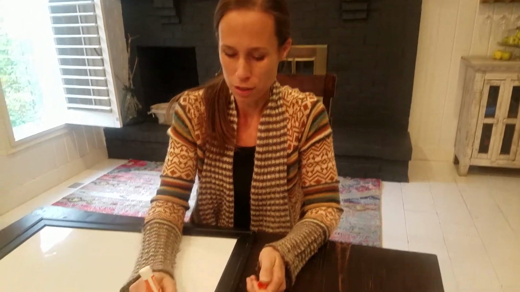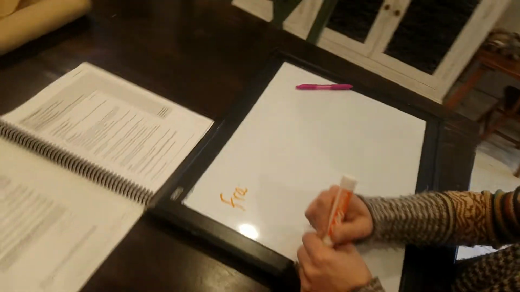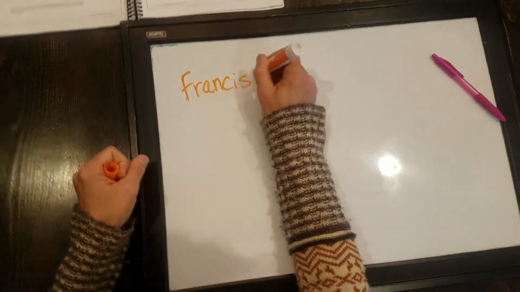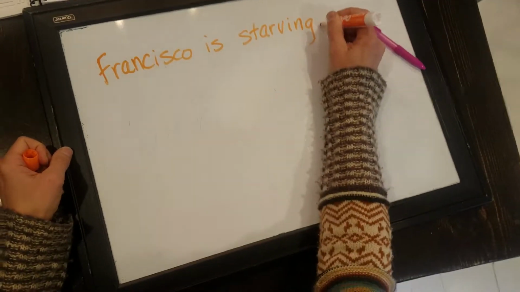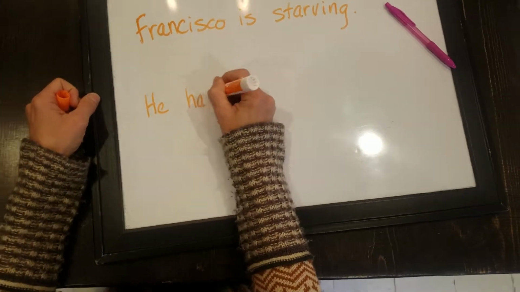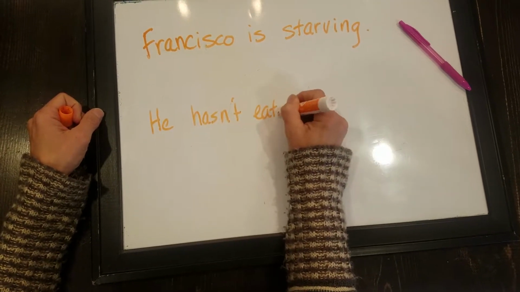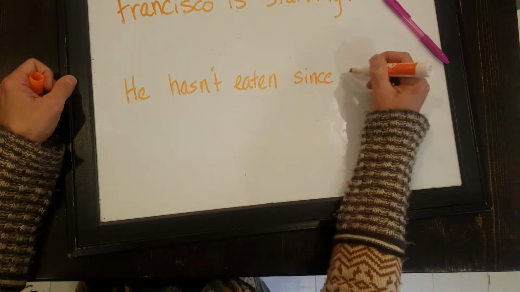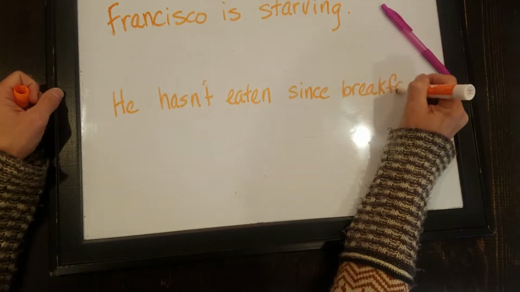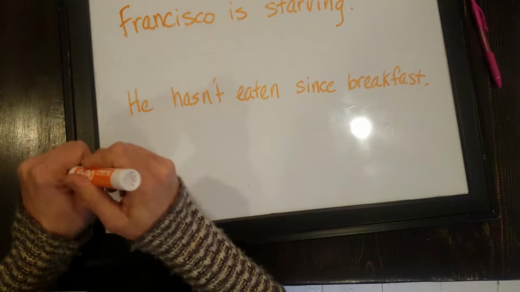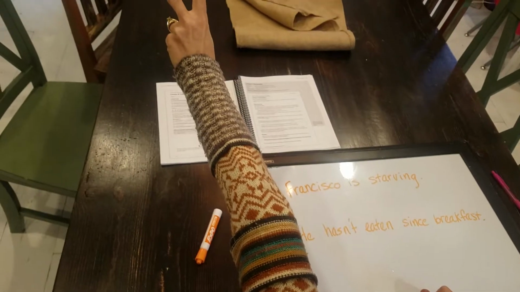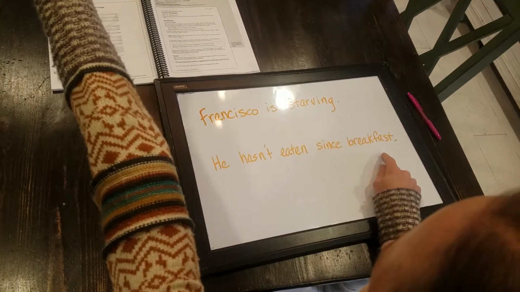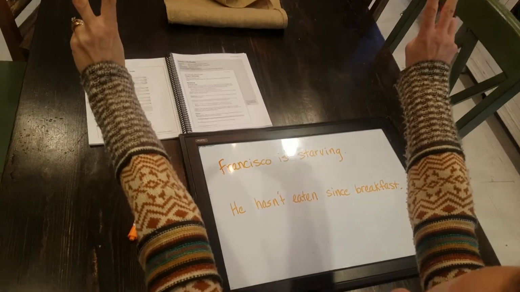So the sentence that I'll be using as an example is, oh, here, we don't have to write that yet. Francisco is starving. He hasn't eaten since breakfast. So if you notice, Francisco is starving has a subject and a verb, so it is a standalone sentence. He hasn't eaten since breakfast has a subject and a verb, so it's also a standalone sentence.